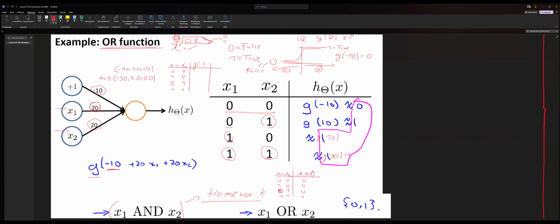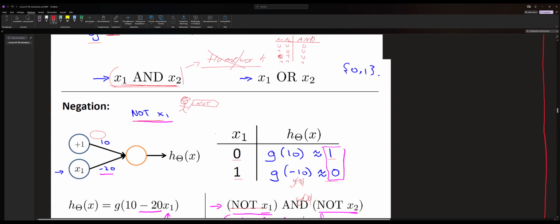So this is basically G of minus 30, which is obviously 0, right? This is way too negative. The next one, we have G of minus 30 plus 20, so this is G of minus 10, which is also 0. Here the same thing, G of minus 30 plus 20, which is also 0. And here we have G of minus 30 plus 20 plus 20, which is G of 10, which is 1. So this would work, right? So this could be the AND. Now I've done your homework for you. Sorry, I was curious myself.